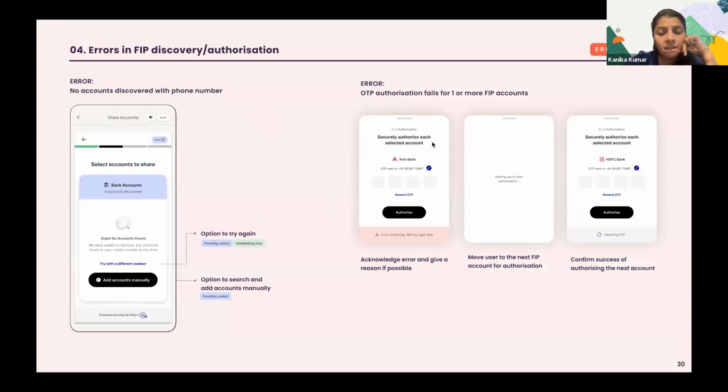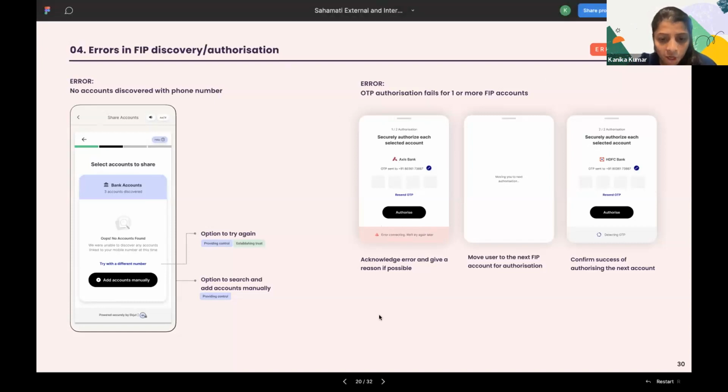And then in the error around OTPs, can you provide them with information that there is an error in connecting, but two, can you move them on to the next OTP that they need to share instead of ending the process here and having them start all the way from scratch again.